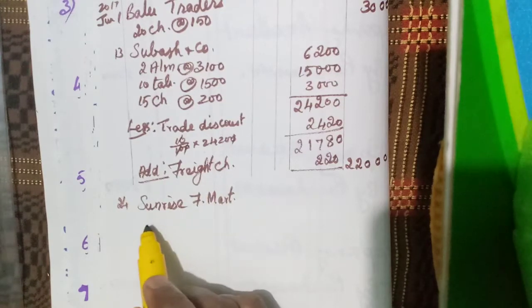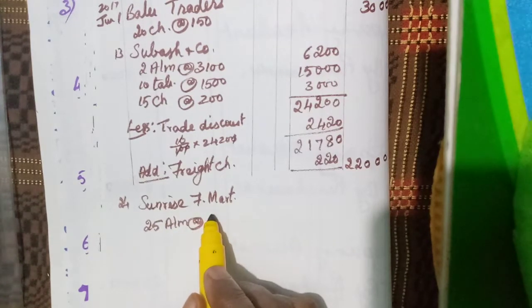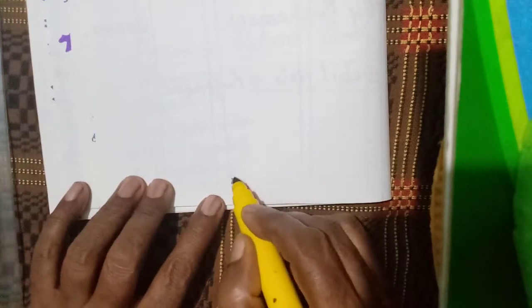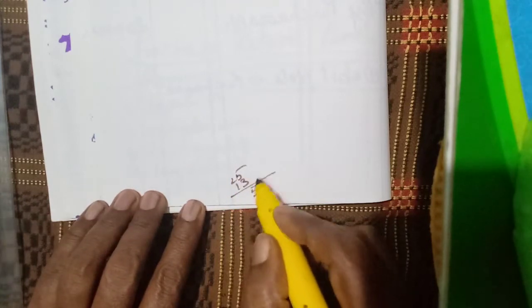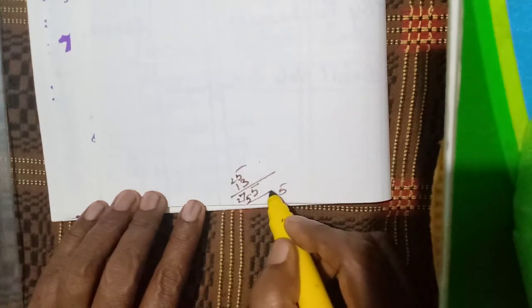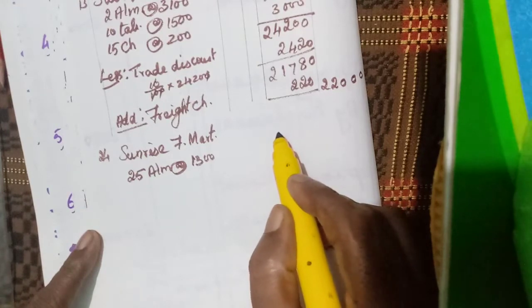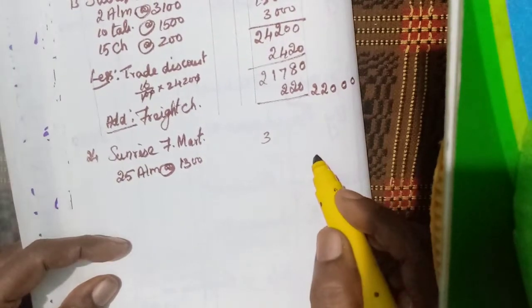25 Almera at the rate of rupees 1,300. Okay. We should multiply, isn't it? 25 into 13. 3 5s are 15. Balance 1, 7. 1 5 is 5, 2. 5, 12. So 325. 325 and 2 0. So 30. We will write in the outer column, isn't it? 32,500.